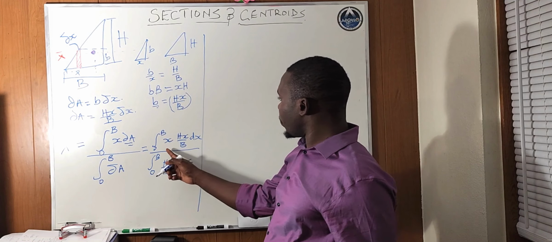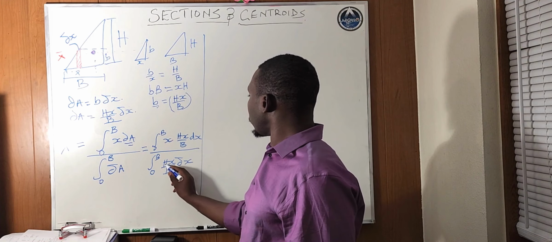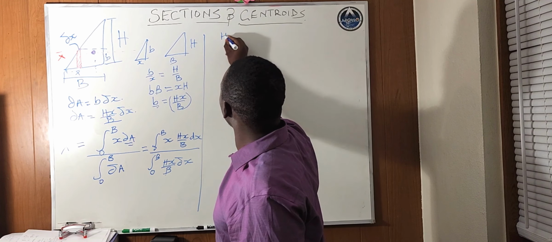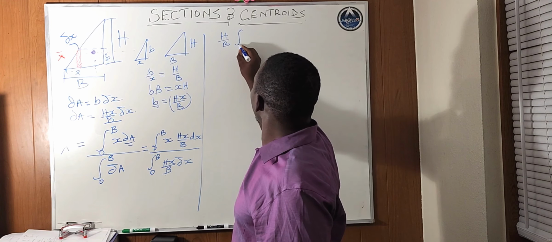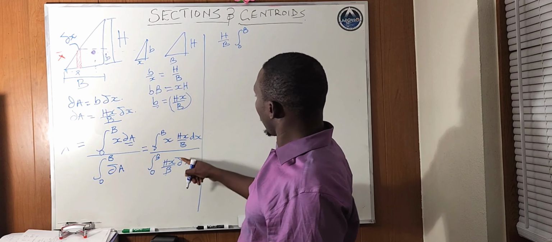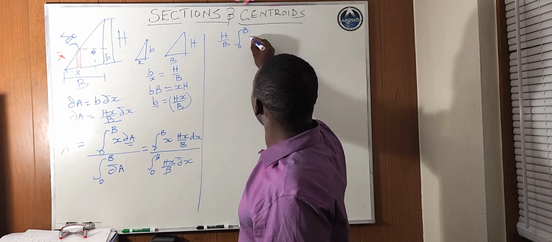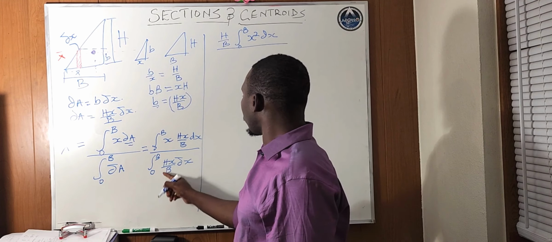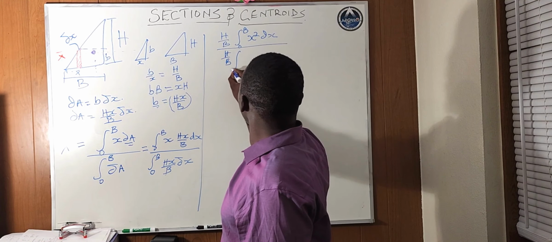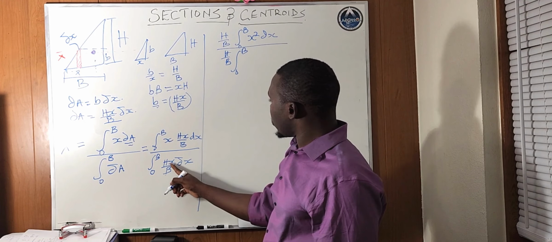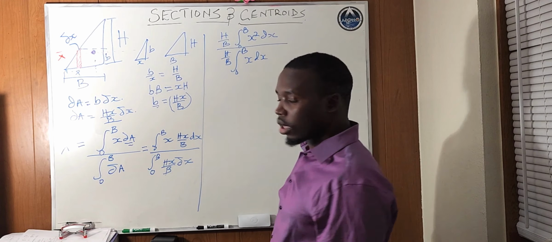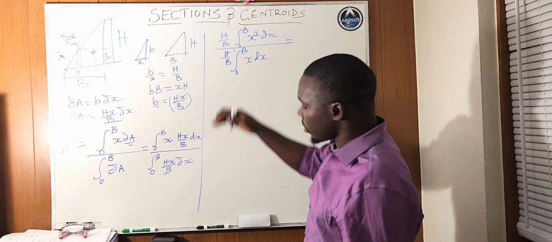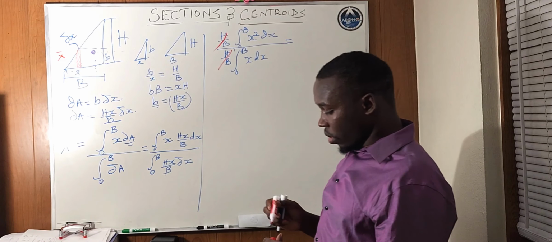Having done that, we can now take out h over b, these are constants. We can take them out so that we have something like that: h over b, the integral from 0 to b of x times x, which gives you x squared, dx. Everything is divided by, we also take h over b out, the integral from 0 to b, this remains x dx. So if we integrate this, now this cancels out, these two will cancel out.